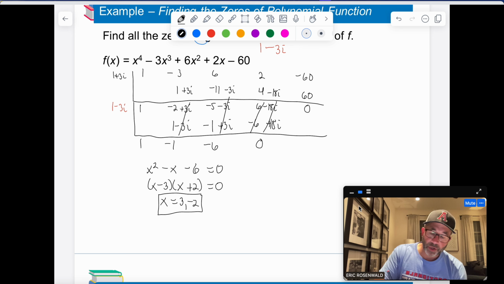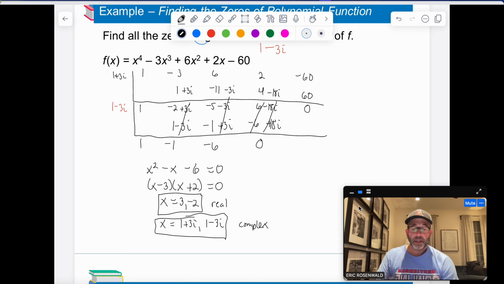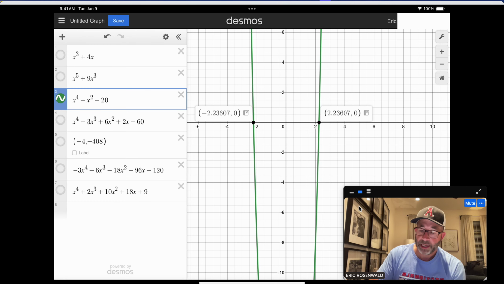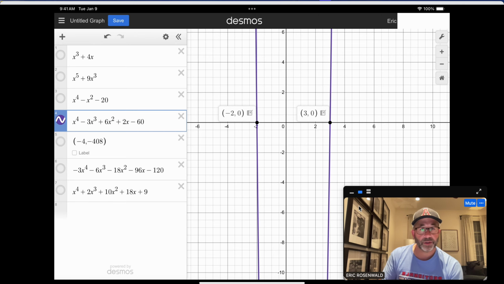3 and negative 2 are my two real zeros. X equals 1 plus 3i and 1 minus 3i are my complex zeros, my imaginary zeros. Okay, let's confirm that 3 and negative 2 are my solutions here. If we look at this picture, you'll see that at negative 2 and positive 3 are in fact my two solutions.